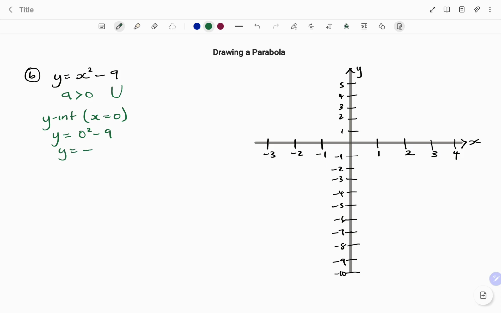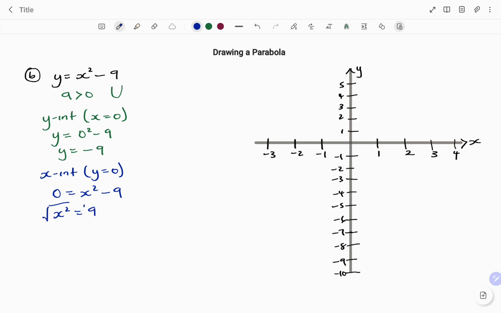y equals 2 minus 9. The next step, we're going to find our x-intercept. For x-intercept, the value of y equals 0. So our equation becomes 0 equals x squared minus 9. Taking the minus 9 to the other side, we have x squared equals 9.